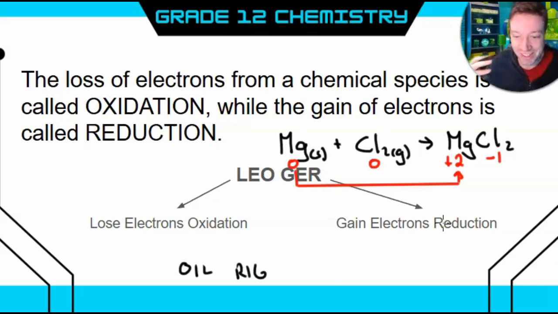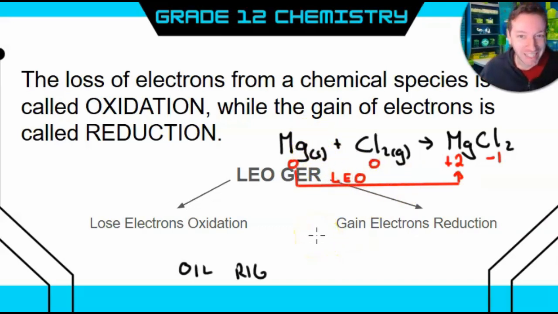A lot of students like to say it gains, but remember, electrons are negative. So you're not gaining electrons, otherwise you'd be becoming more negative. In this case, we're becoming more positive, so we're actually losing electrons. If we lose electrons, we are oxidized. Remember LEO. So magnesium is being oxidized.